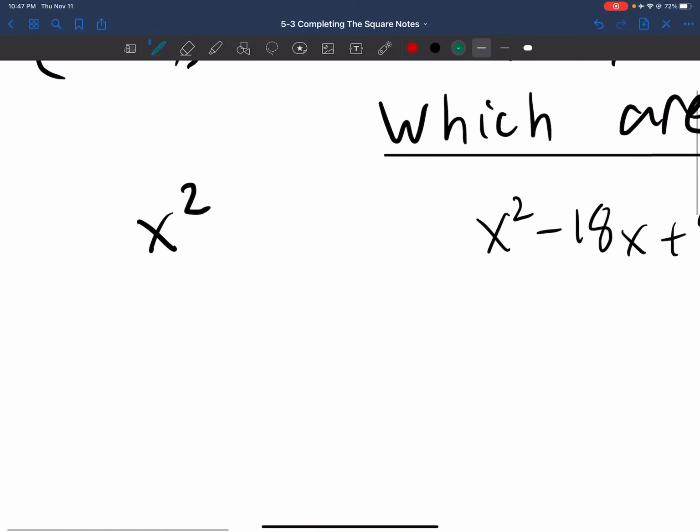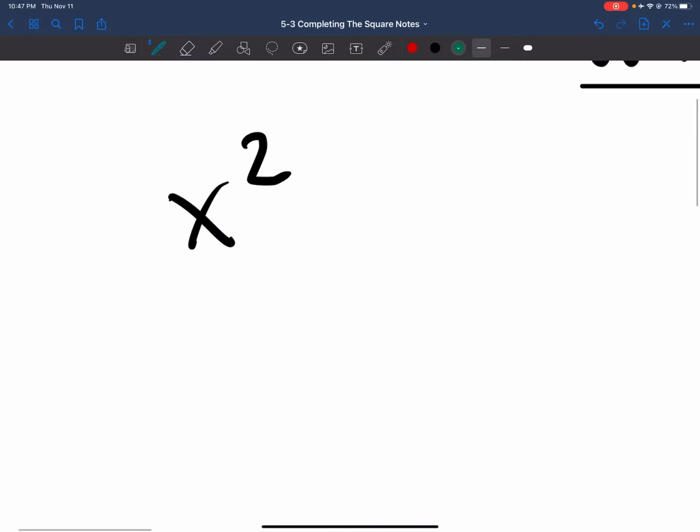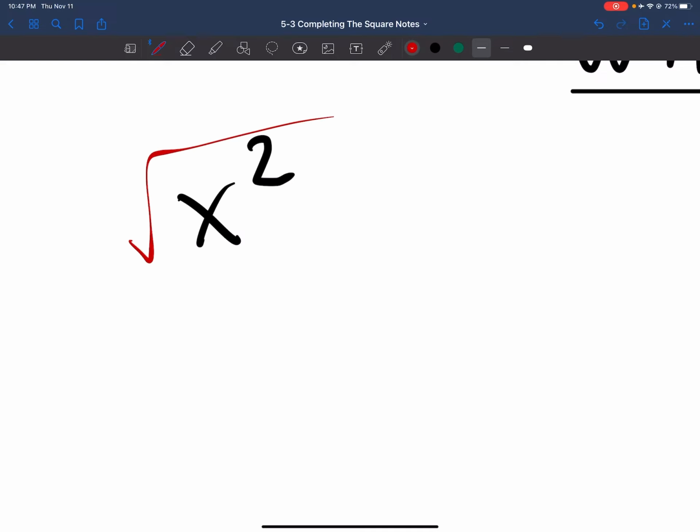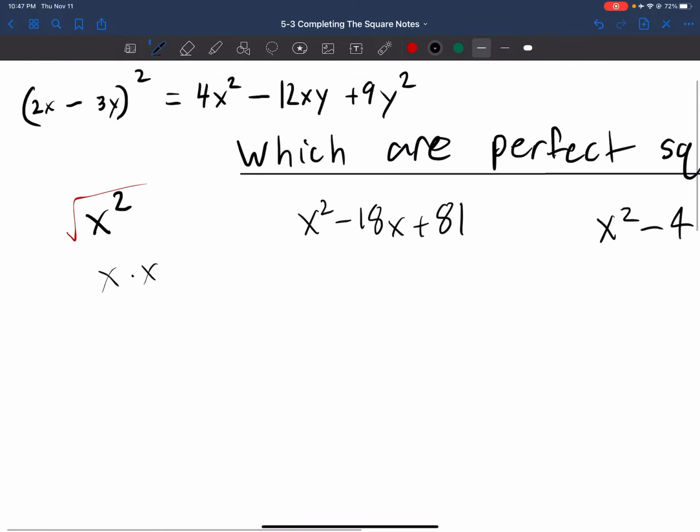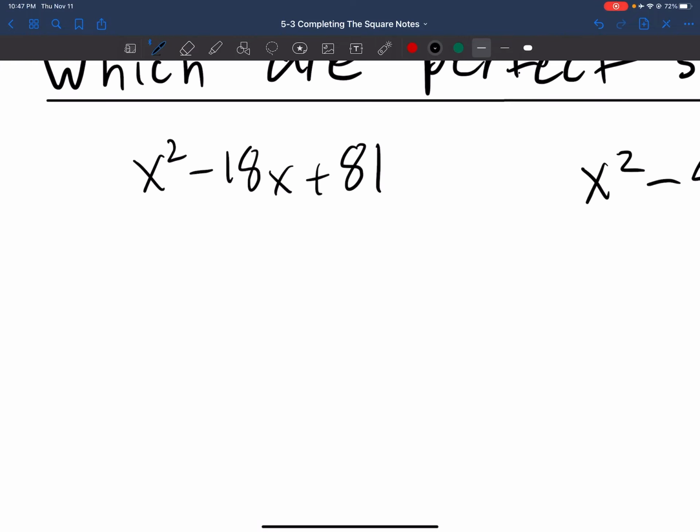To begin with, the whole point of perfect squares is checking if I can square root it. So x squared is a perfect square, clearly, because I can square root it easily. It's good to go. It's x, or x times x, pardon me. Next: x squared minus 18x plus 81.